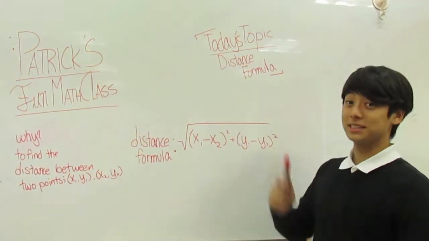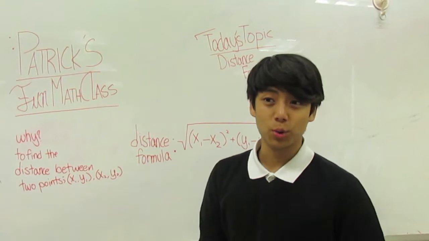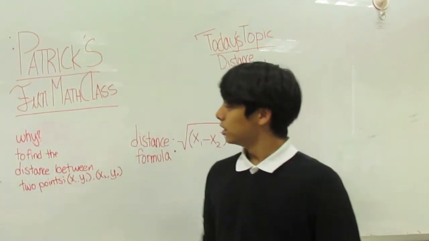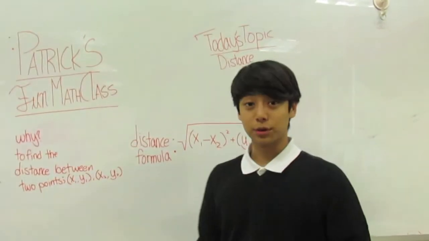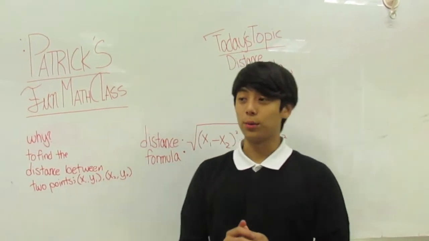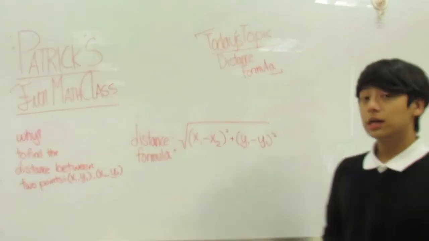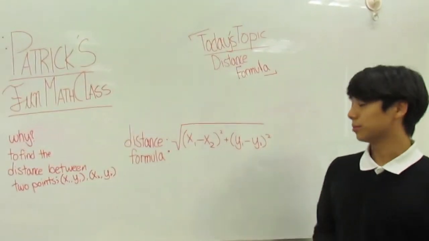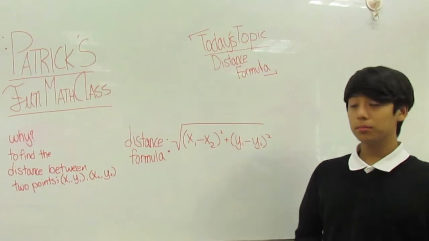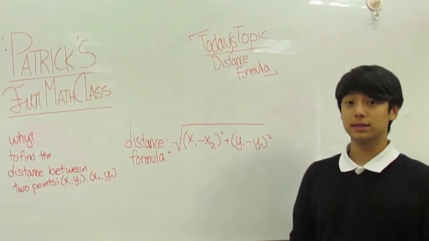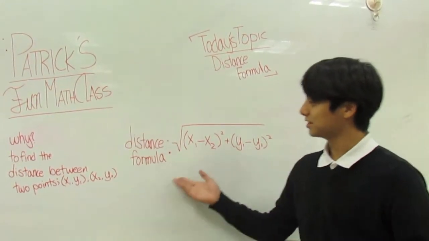Today's topic: the distance formula. For the people who don't know, why do you use the distance formula? To find the distance between two points, for example, point (x1, y1) and point (x2, y2). So here's the distance formula: the square root of (x1 minus x2) squared plus (y1 minus y2) squared.